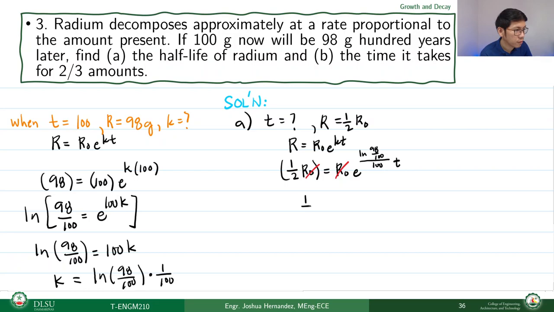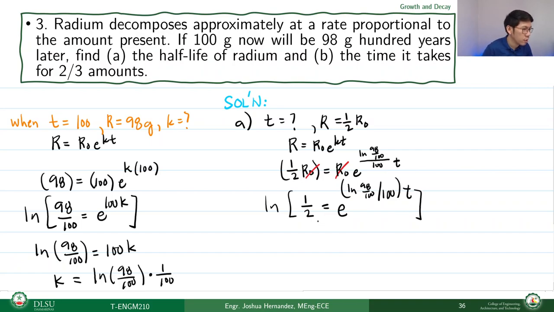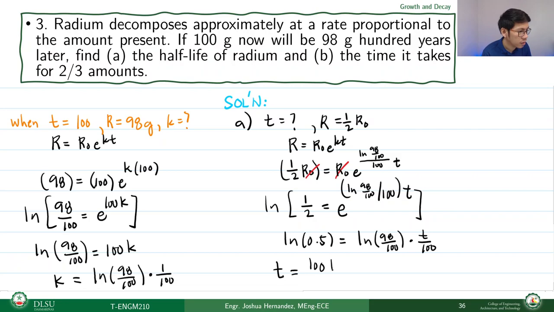And we're left with 1/2 equals e raised to ln 98 over 100 over 100 multiplied by t. Okay. If we ln both sides, kakaroon tayo ng expression for t, and that is ln 0.5 equals ln 98 over 100 multiplied by t over 100. So therefore, t is equal to 100 ln 0.5 all over ln 98 over 100. Yan. Okay.